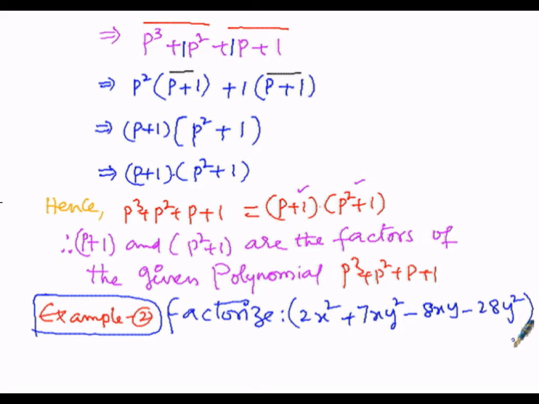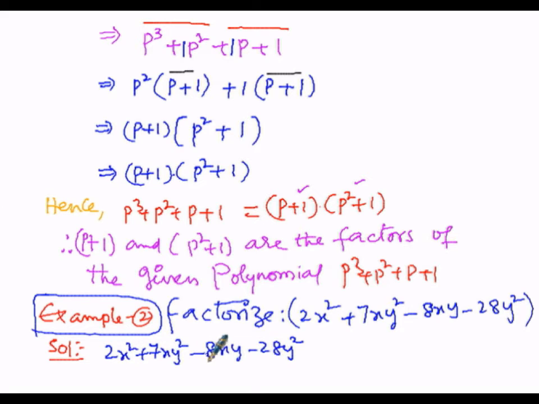So here the solution starts. Now the given polynomial is 2x square plus 7xy square minus 8xy minus 28y square. As per the first step of the method called grouping of terms, first of all we have to group the terms in such a manner that there exists one common term.